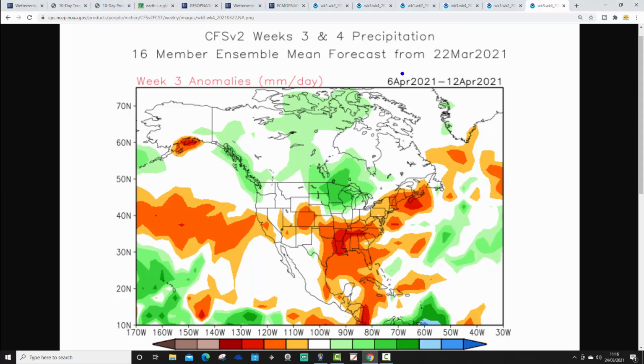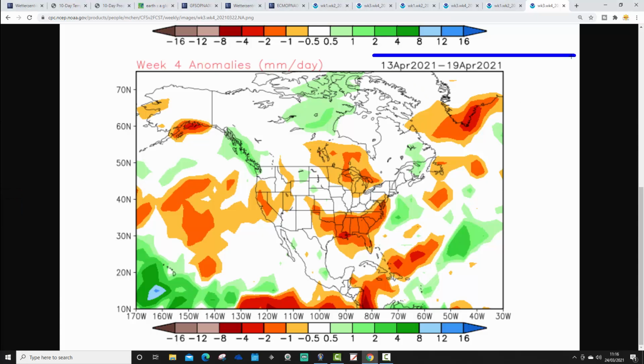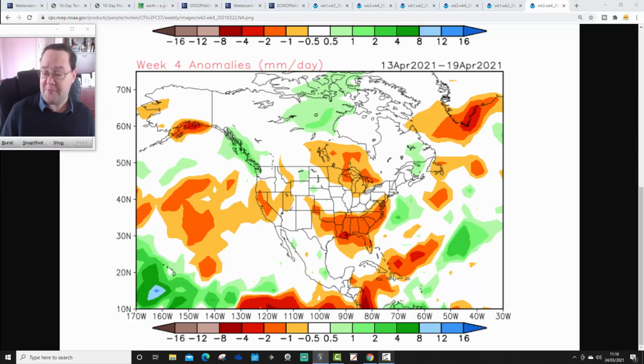Week 3 is the 6th through to 12th of April, so a bit above average for precipitation in the north, drier than average down in the south. And then most states finishing up drier than average actually by week 4, which is the 13th to the 19th of April. Right, that's it for the USA forecast for this week.